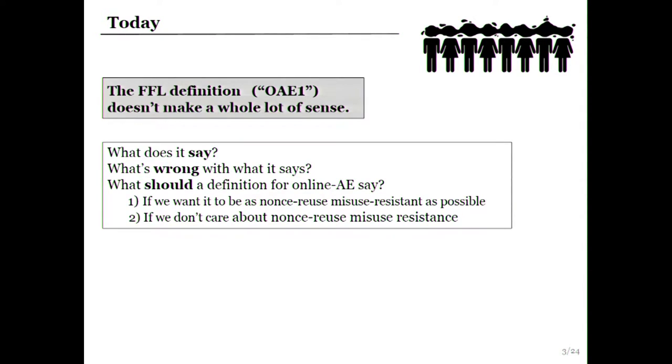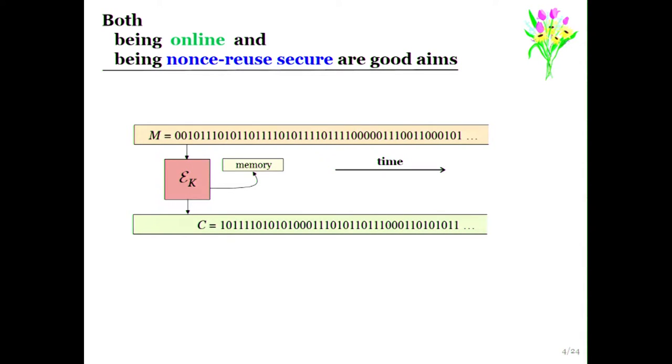And the plan is this: I'll describe what the online authenticated encryption definition actually says, and then discuss and criticize it, and then I'll present to you an alternative notion which seems to me to make more sense. So first of all, let me make clear that I think the goal of online authenticated encryption is a worthy one. Both the property of being online and being nonce reuse secure seem to me good properties that we would often like in a scheme.